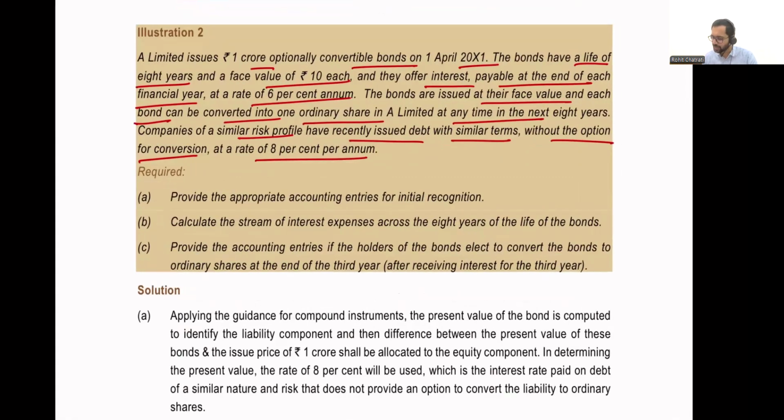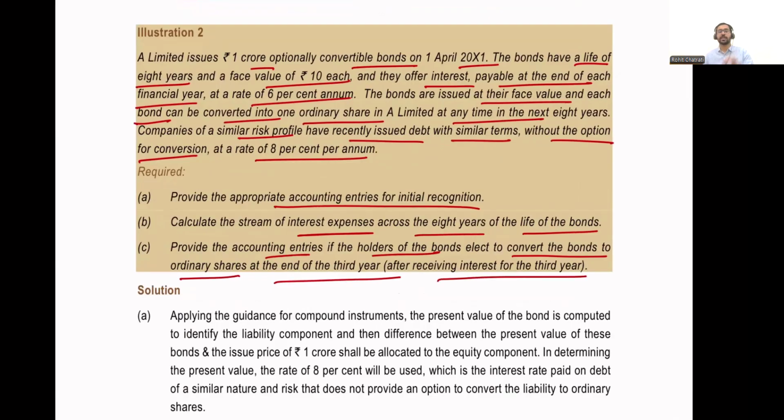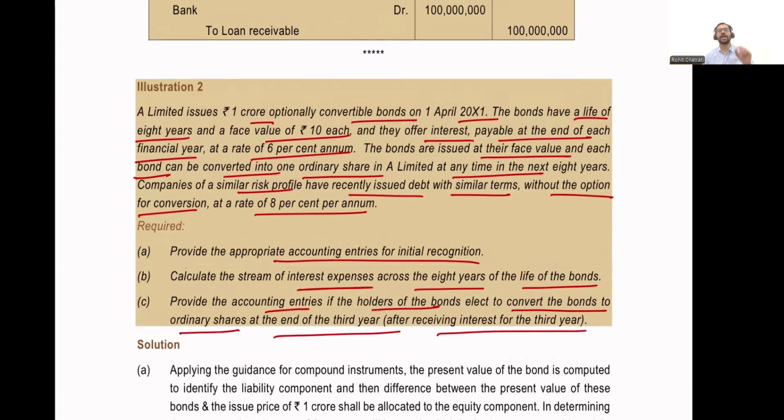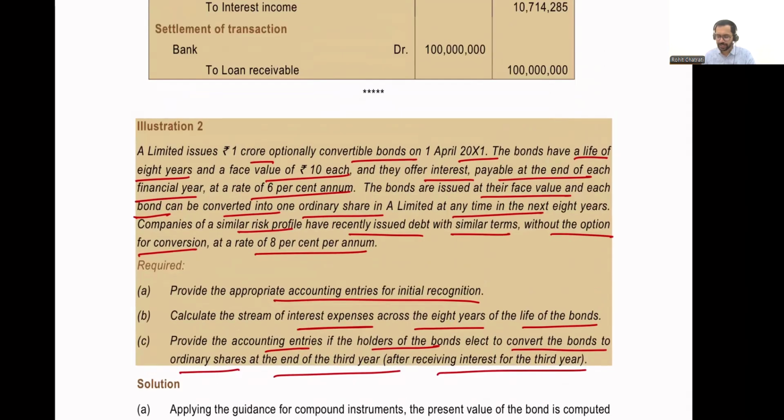The question is to provide the appropriate accounting entries for initial recognition, calculate the stream of interest expense across the 8 years of the life of the bonds, and provide the accounting entries if the holder of the bond elects to convert the bond to ordinary shares at the end of third year, after receiving the interest for the third year. Remember, the option to convert existed at any point in time in the next 8 years. The question is asking for the accounting entries if the holder chooses to convert the bond at the end of third year into equity shares.